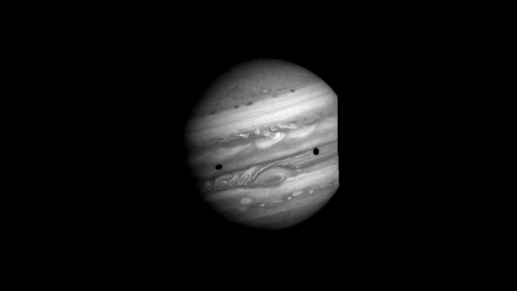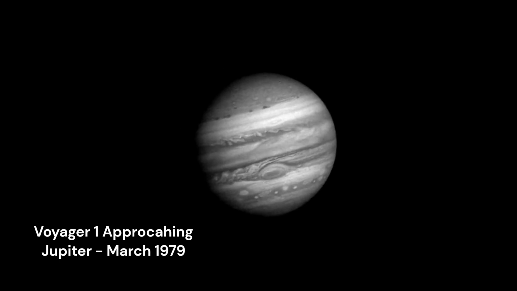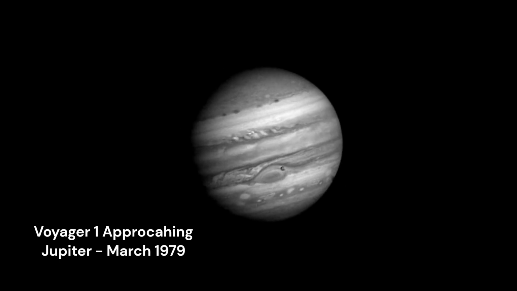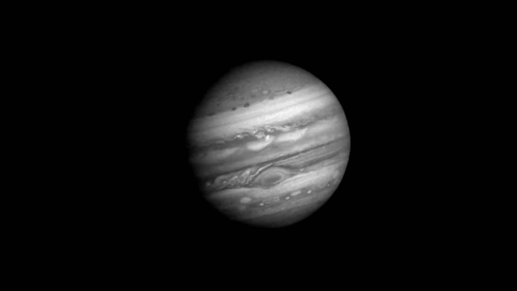Right now, you are looking at an animation that was captured by the Voyager 1 space probe in 1979, and if you look closely, you can clearly see the details of Jupiter, and the Great Red Spot is just huge, and you can also see one of the moons passing by.